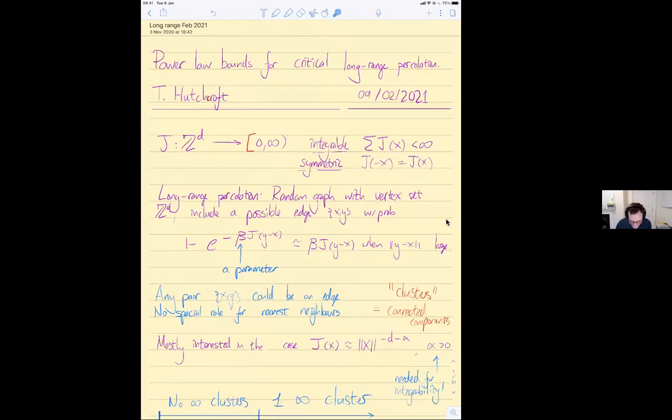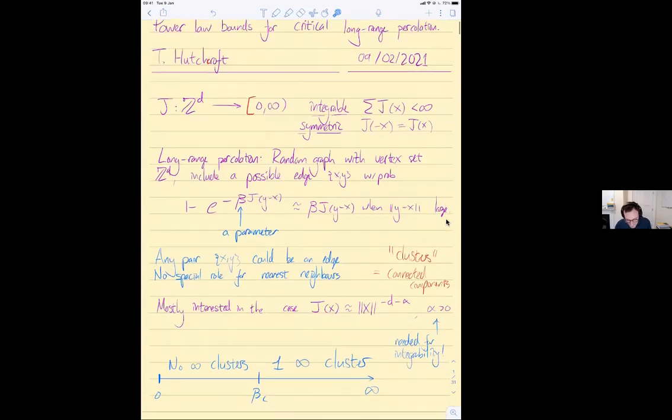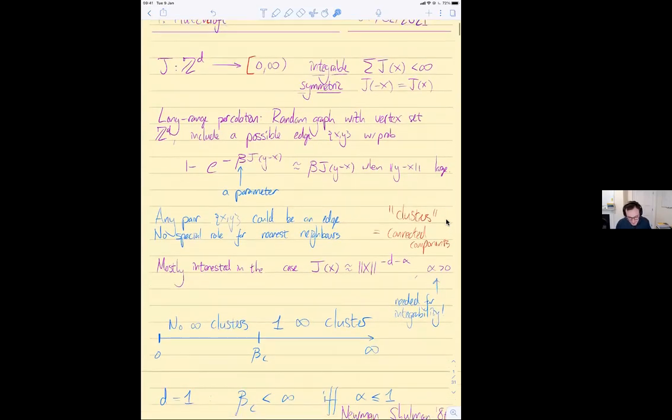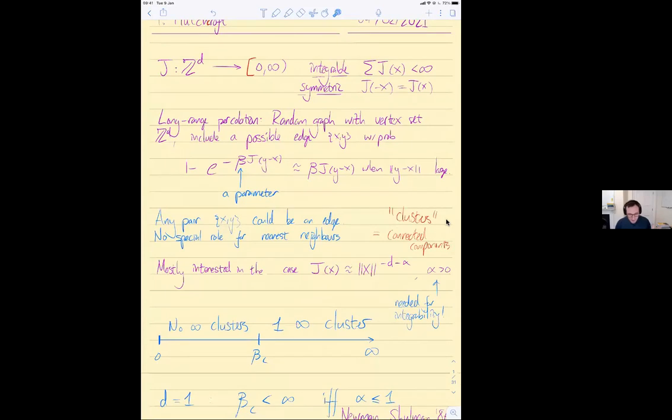So I'm going to be talking about long-range percolation. Let me just start by defining the model. Probably this is something many of you will have heard of before. The way I'm going to set it up is we have the lattice Z^d, and we're going to start with just the vertices of Z^d and no edges, and then we're going to drop edges randomly, some very long, onto this lattice in some kind of Poissonian way.